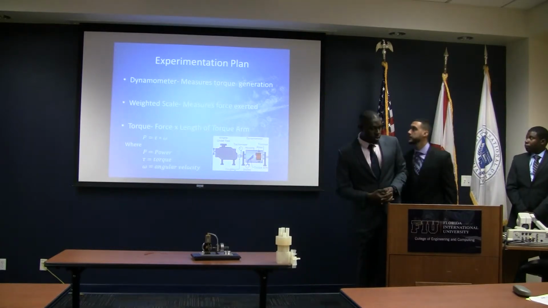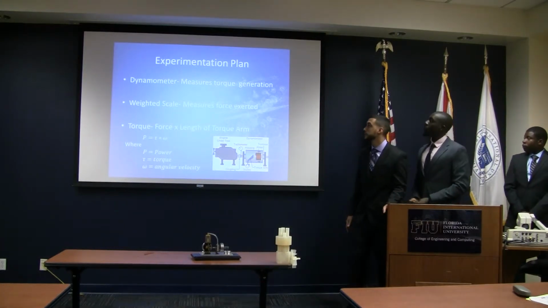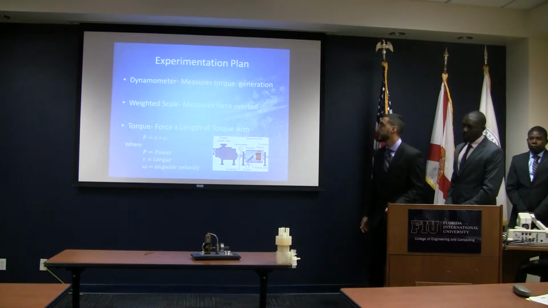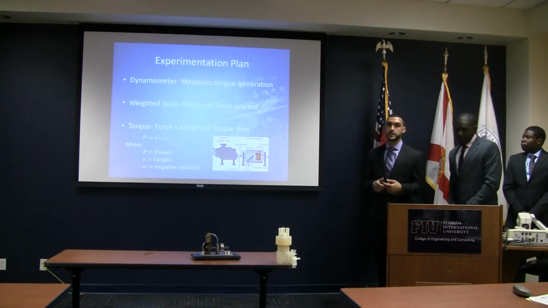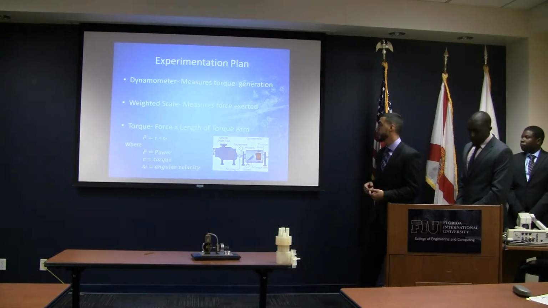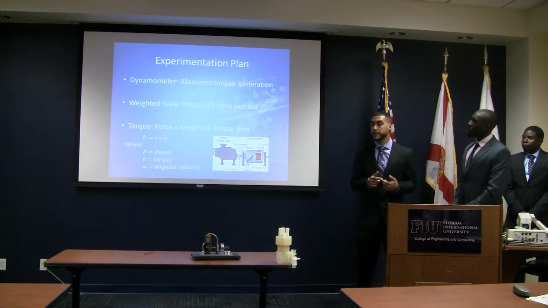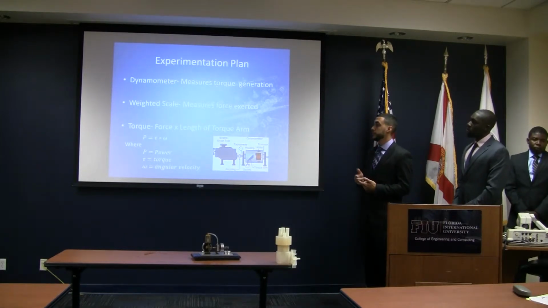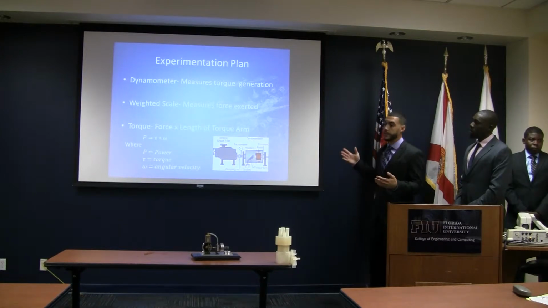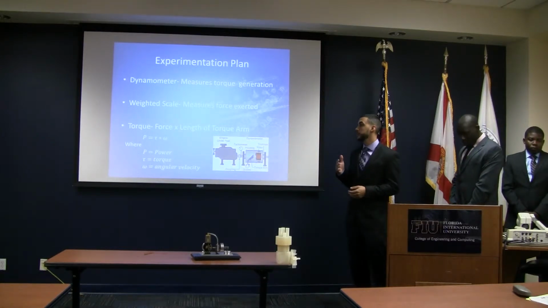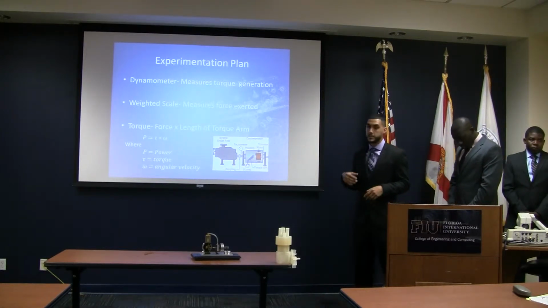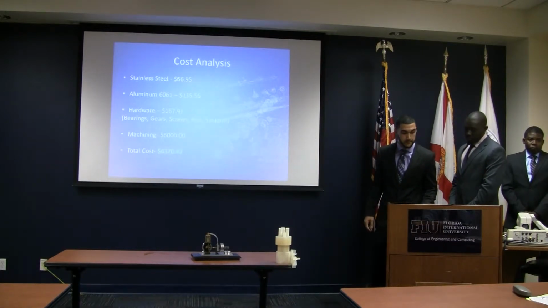For the experimentation plan, we plan to use a dynamometer which measures the torque generation. In order to do this, you need a weighted scale that measures the force exerted on the torque arm by the engine. Then to get the torque, you multiply the measured force by the length of the torque arm, and you multiply that torque by the angular velocity, and you get your power output.